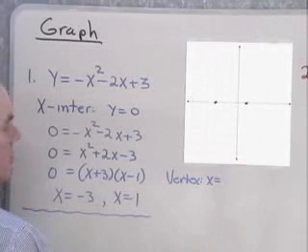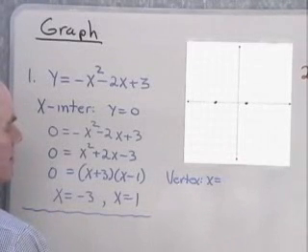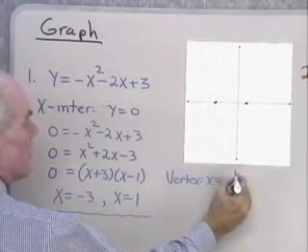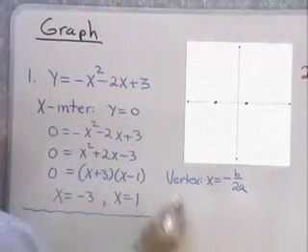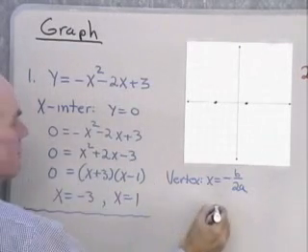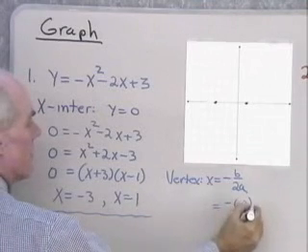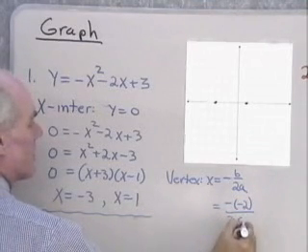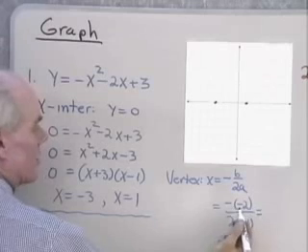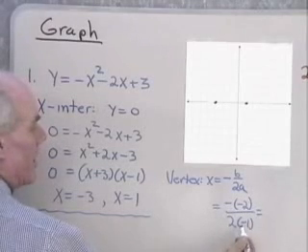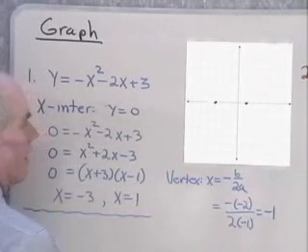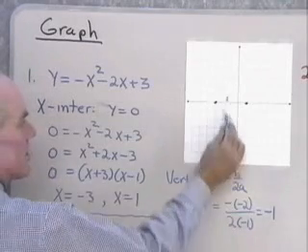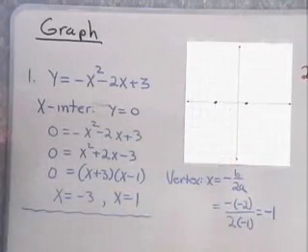It says the vertex always occurs at x equal negative b over 2a, which in our case will be the opposite of negative 2, divided by 2 times negative 1. So I get positive 2 divided by negative 2, which is in fact negative 1. So that tells me that the vertex is going to appear somewhere on this line, x equal negative 1.